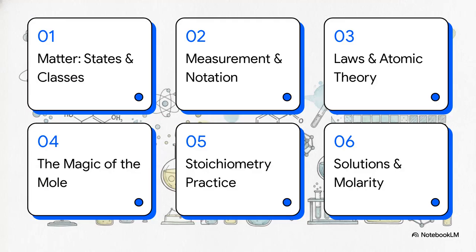Okay, let's dive into this. We've got a structured roadmap today, designed specifically to help crush that exam anxiety. We're covering 6 key areas: matter, states, and classifications, measurement and notation, laws and atomic theory, the magic of the mole, stoichiometry practice, and finally, solutions and molarity. Basically, we'll start with the visible world and zoom all the way down to your essential laboratory calculations.